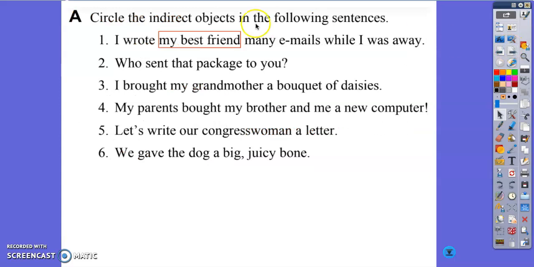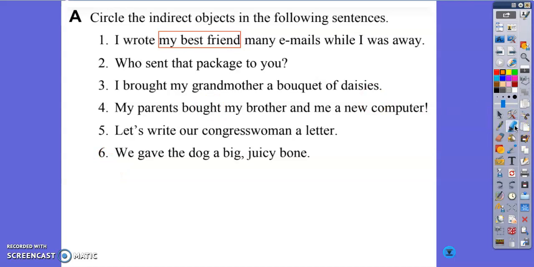So let's practice. Circle the indirect objects in the following sentences. Number 1's already been done for us. I wrote my best friend many emails while I was away. So who did I write the emails to? To my best friend. So pause the video and try 2 through 6.